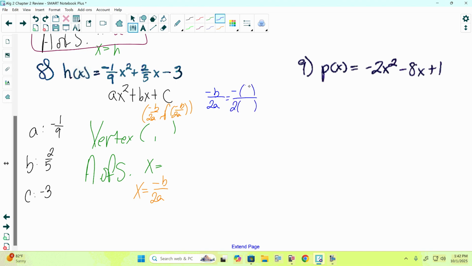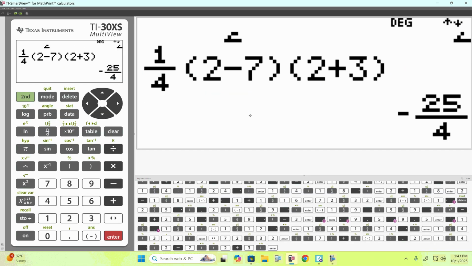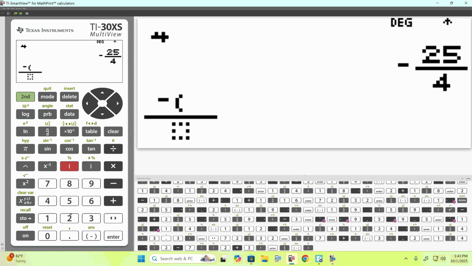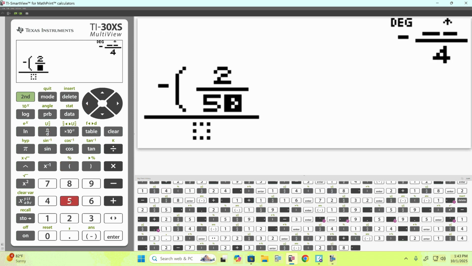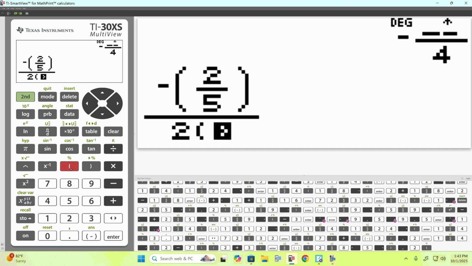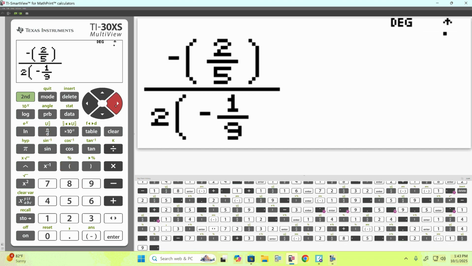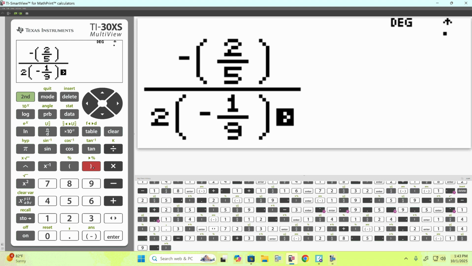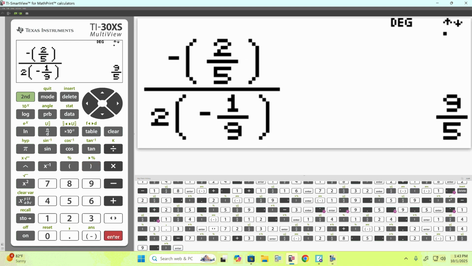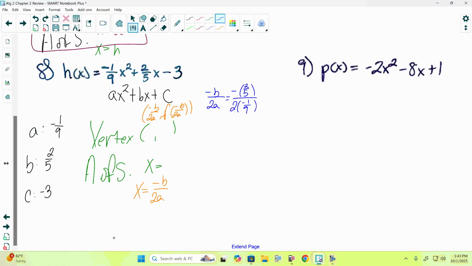Now b in our case is what? 2/5. A is -1/9. So all we did was we took the equation -b over 2a. We plugged b into the b spot, a into the a spot. Now at this point, I just grab the calculator and type negative 2/5 over 2 times parentheses -1/9. So we're going to plug it in exactly like we have it: -b over 2a, -2/5 over 2 times -1/9. And it'll tell us it is 9/5.